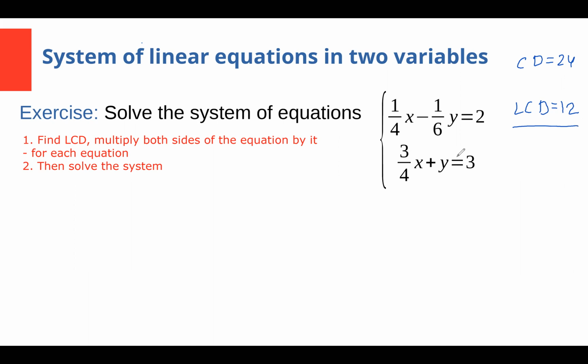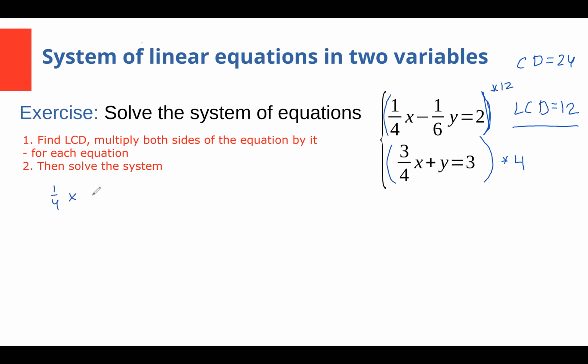Now over here, I don't have many fractions, I have only one, right? So what I will do then is I will use the 4 and I will multiply both sides of the equation by it, right? And yeah, I can call it LCD, it's only 4. And multiply both sides by it. Same here, multiply both sides of the equation by 12. So let's go ahead and do it.